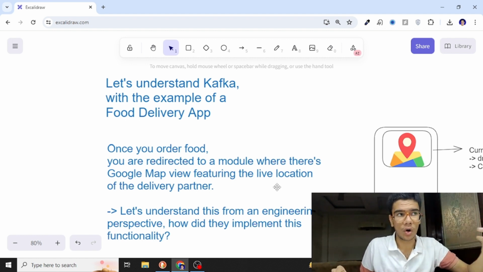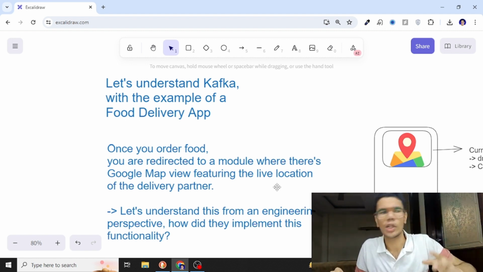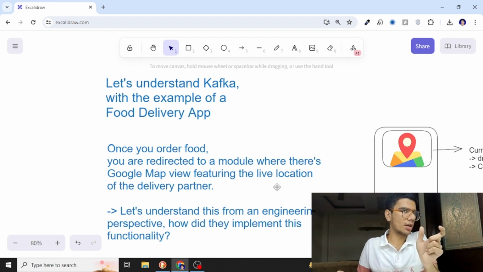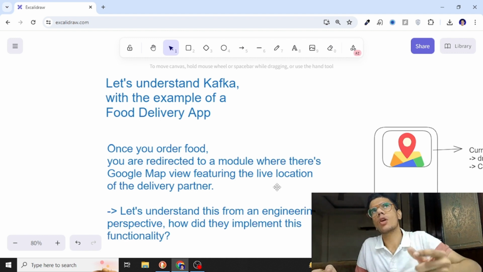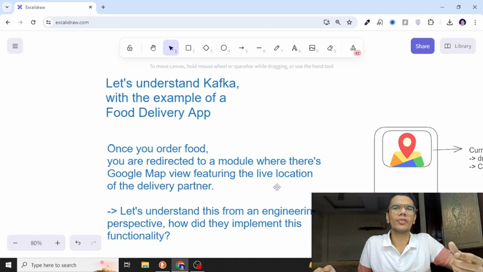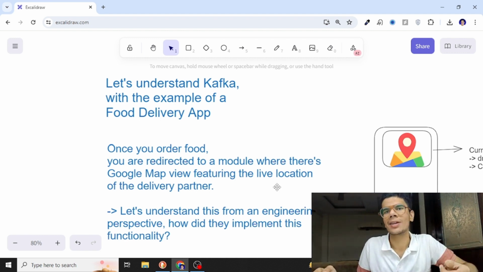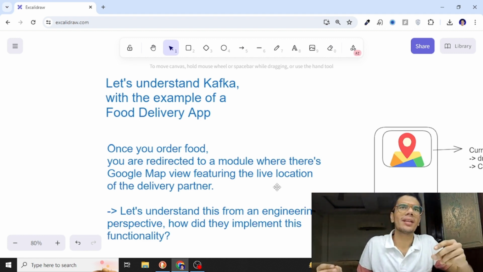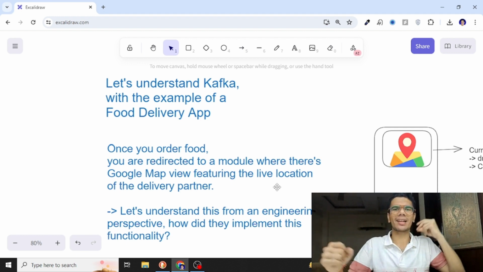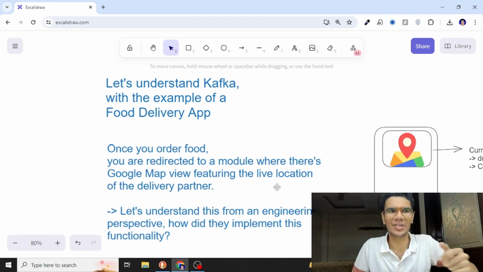Once you order food, you are redirected to that page, and it has statuses like your food is being cooked, the delivery partner is coming in so and so minutes to the restaurant to pick up the food, and now the food is dispatched. In so and so minutes, it'll reach your home. This is to develop an anticipation in the customer that the food is arriving in so and so minutes.